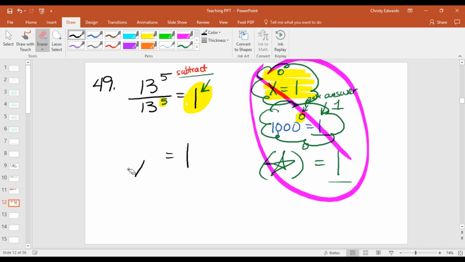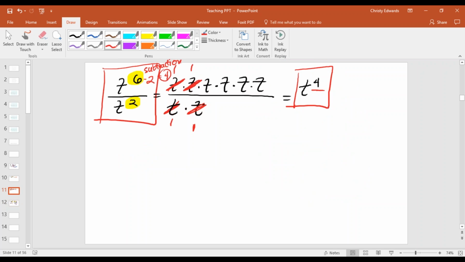So there's another way you could have thought of this: anything over its exact self always cancels to 1. I should have put anything over anything, shouldn't I? If there's a thing in the top of a fraction and the same thing in the bottom, they always cancel to 1. In fact, that's what we were talking about right here. We've been using that for a couple of lessons now. Something in the numerator, something in the denominator cancels to 1.